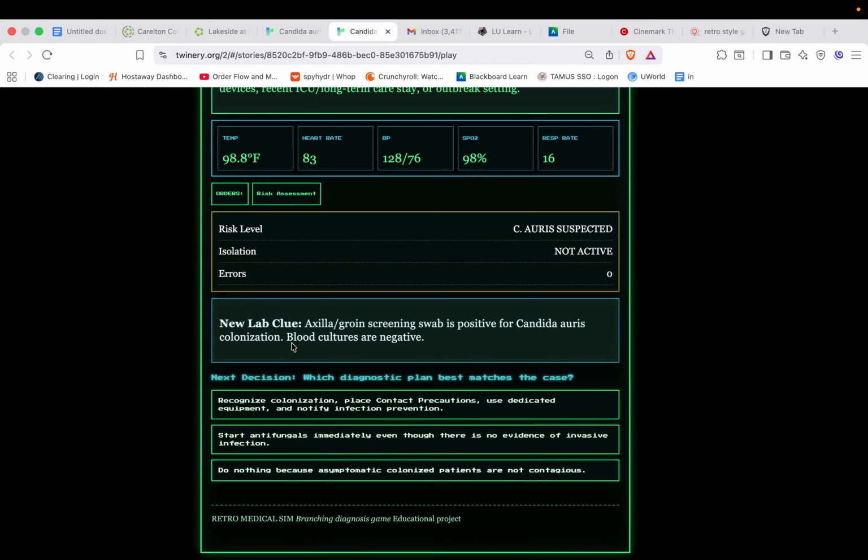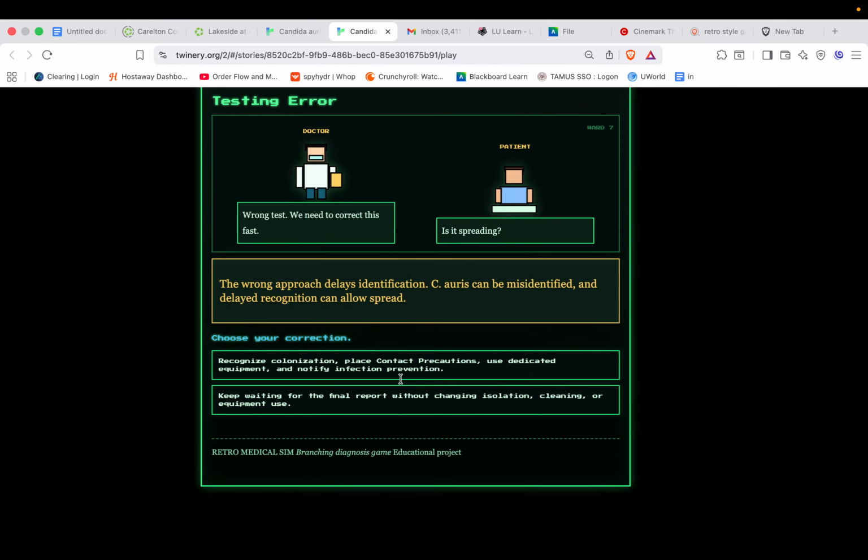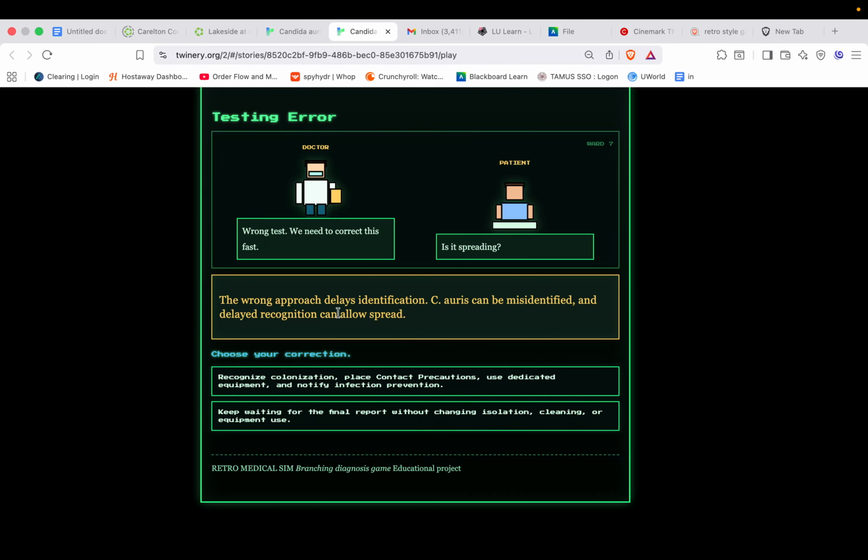And then our next one: axilla/groin screening swab is positive for Candida auris colonization, but the blood cultures are negative. So what we can do is this one, recognize the colonization. But I'm actually going to start picking random ones because the recording is going on for a long time, and then you'll see how it acts whenever we pick wrong scenarios. So the wrong approach delays identification. C. auris can be misidentified, and delayed recognition can allow spread.